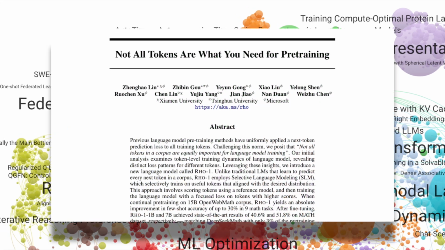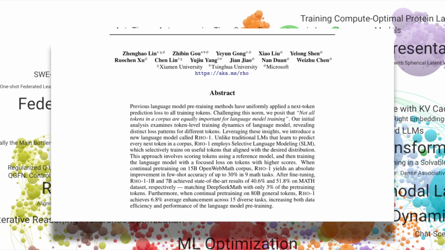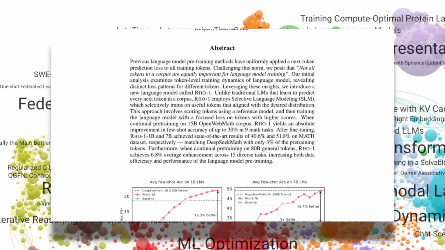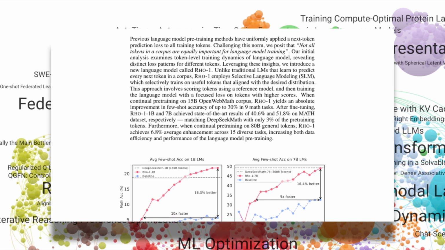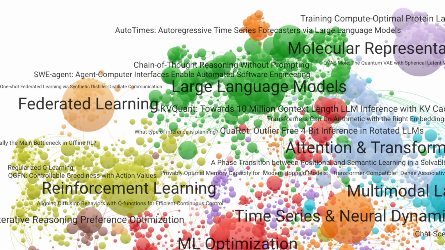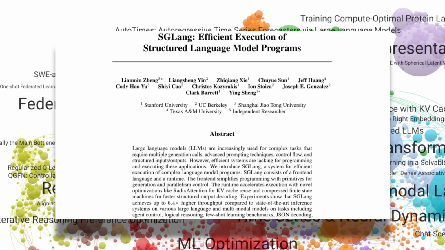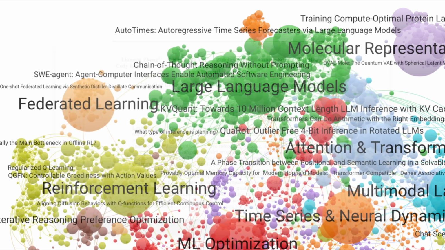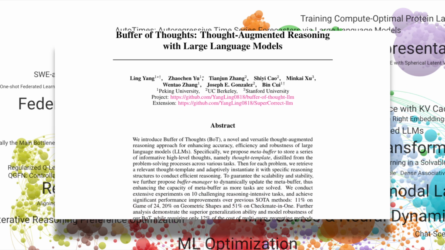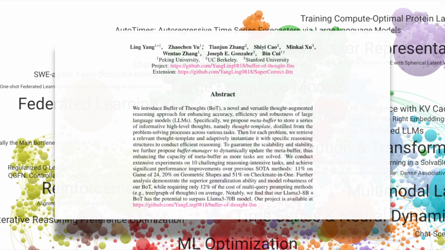On the LLM front, Rho-1 snagged a Best Paper award for its selective language modeling approach. By training on the most informative tokens, rather than all tokens, it achieves state-of-the-art performance on benchmarks like math, with significantly fewer pre-training tokens. Special mentions go to SGLang, a system for efficiently programming complex language model workflows, and Buffer of Thoughts, a framework for reasoning that improves accuracy, efficiency, and robustness by storing high-level thought processes.